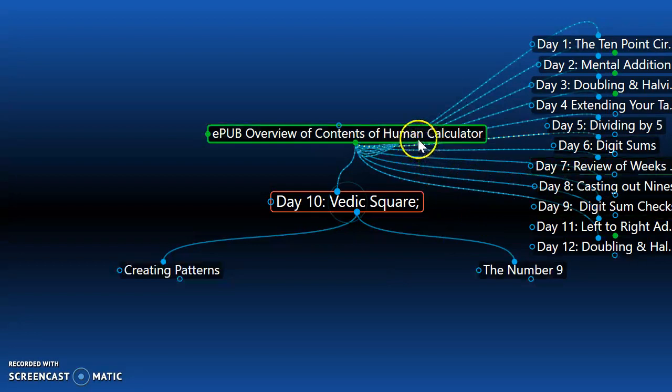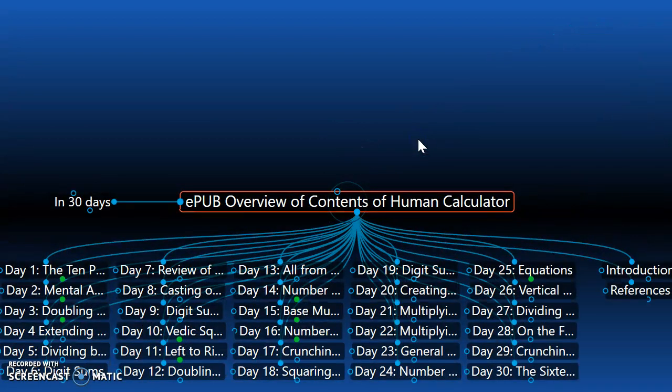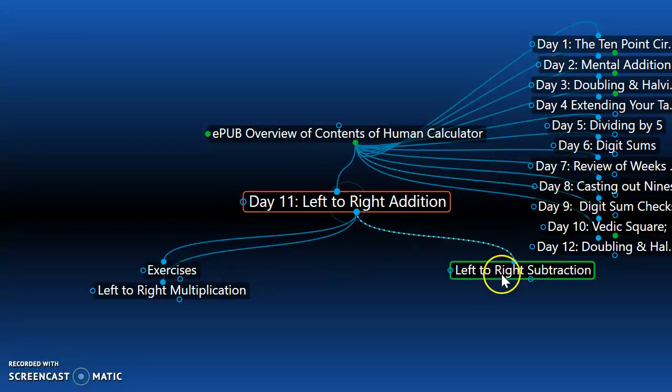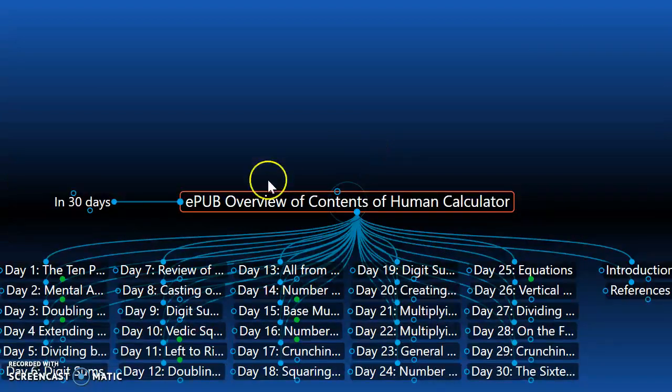So each day you learn a new skill, and as you can see, you have 30 days. On the 30th day, you learn about the 16 Sutras, or codes. Let's look at another. The 11, you learn about left-right addition that will enable you to do fast, accurate addition and so on. So that gives you a quick overview of the contents of the ebook.